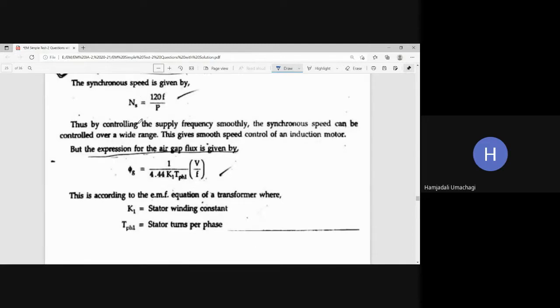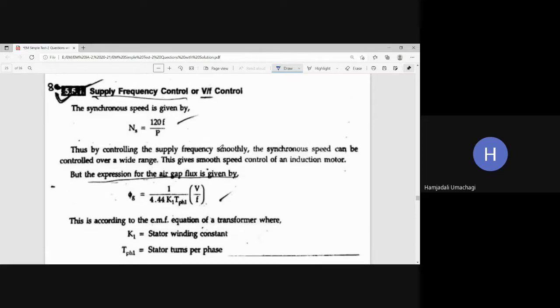Now let us see. The expression for the air gap flux is given by, so in between the stator and rotor of the induction motor we have an air gap. In the air gap there is a rotating flux, which we call the air gap flux, and the value of the air gap flux is given by phi g equal to 1 upon 4.44 K1 TPH1 into V by f, where V is the voltage and f is the frequency.